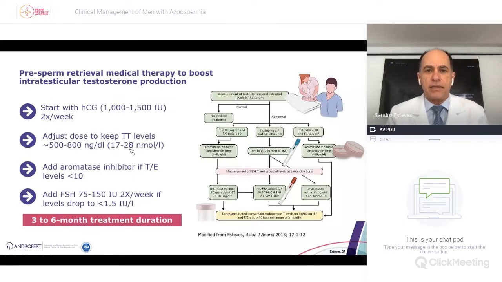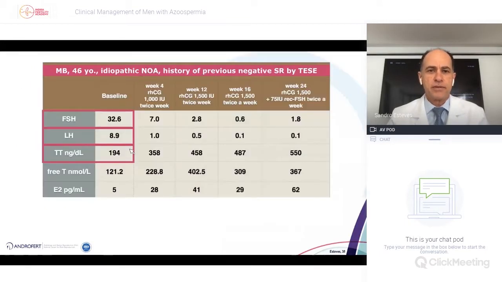Well, this might seem a little bit complicated, but it's actually very simple. I will present you 2 examples now of patients we have treated with this protocol and how we got good results. For instance, have a look at this patient, 46 years old. This gentleman has idiopathic non-obstructive azoospermia. He has a history of previous negative sperm retrieval by conventional testicular sperm extraction.